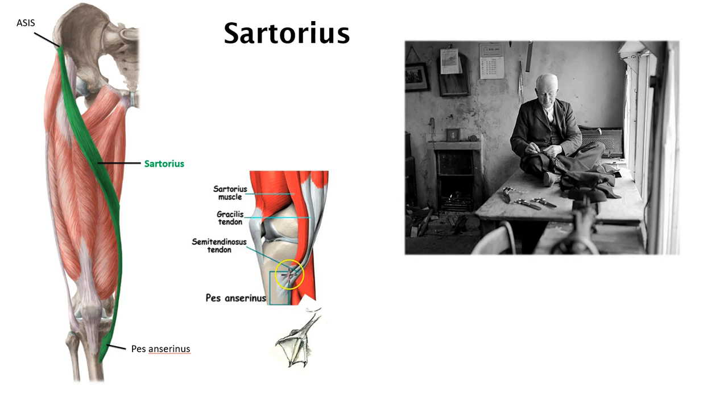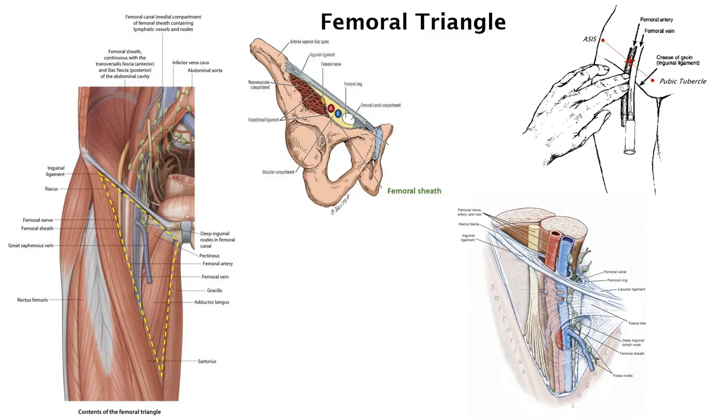This goose's foot is contributed by three muscles. First, of course, the sartorius from the anterior compartment. From the medial compartment, we'll see in a minute the gracilis muscle, and most posteriorly from the posterior compartment, the semitendinosus muscle. With the muscles in place, we can appreciate a structure called the femoral triangle, which has a number of important structures within it. Let's first take a look at the boundaries of this triangle.